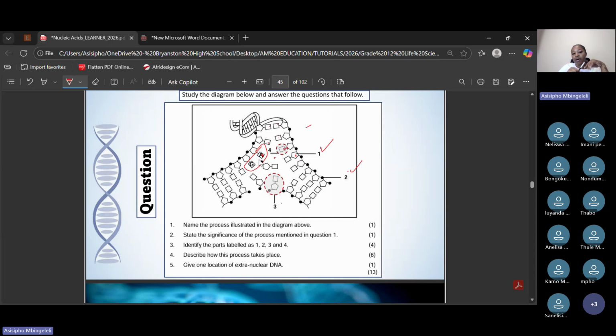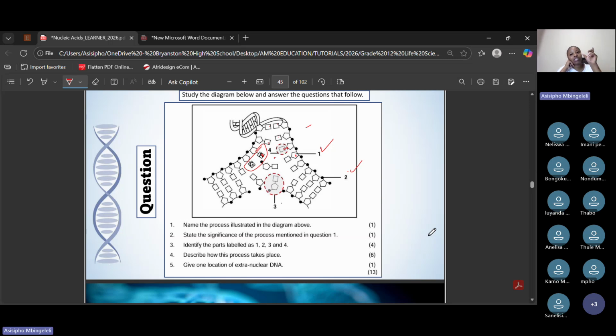Okay, describe how this process takes place. Please check the marker location there, a whole 6 marks. Yes, Leander? Ma'am, I wanted to ask from 3, it is a nucleotide, but is it not important to tell that nucleotide? For instance, if I would say that it is a nucleotide that is free floating, is it not important to mention, or we just say nucleotide, that's it?